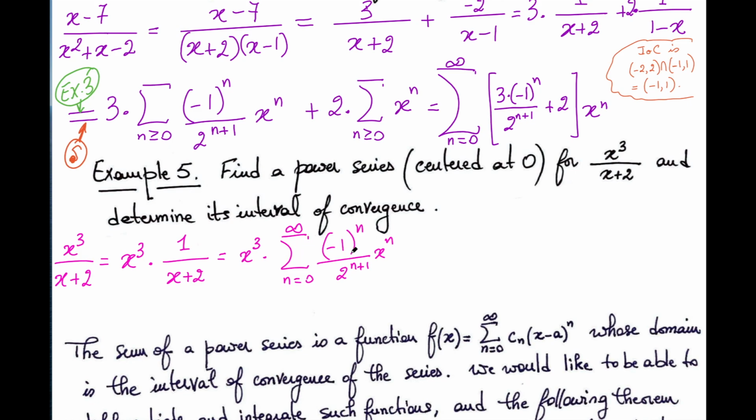And if you push it inside, what do you get? The x's are going to pile up. So x to power n times x cubed is going to be x to power, you add the powers, so 3 plus n or n plus 3, right? So you get the series that starts at 0 all the way to infinity, minus 1 to power n divided by 2 to power n plus 1 times x to power n plus 3, correct? So we get that. Okay, now if you insist on writing this as n plus 3, this is a correct answer, okay, no doubt.